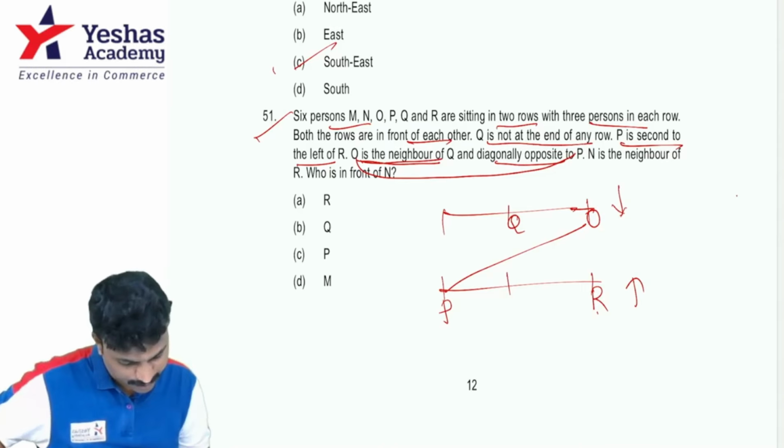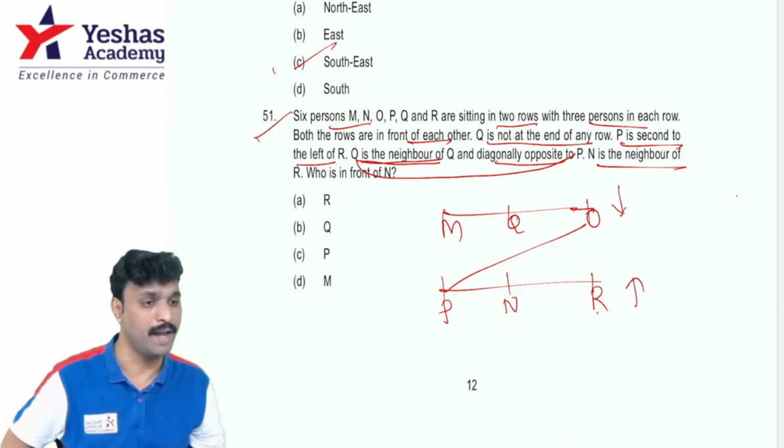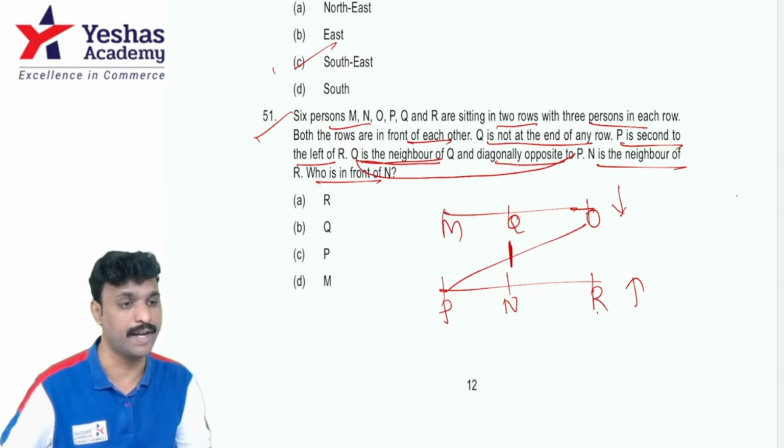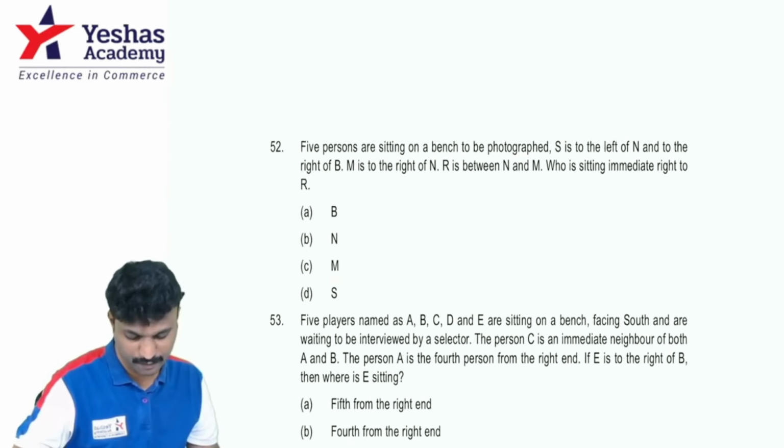Now, what next? N is the neighbor of R. So I have to locate N over here. Who is the only person remaining? M is the only person remaining. The question is, who is in front of N? In front of N, Q is there. So option B is the right answer. Have you all understood?